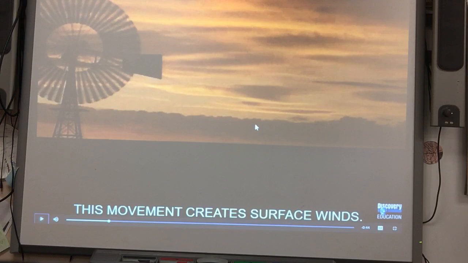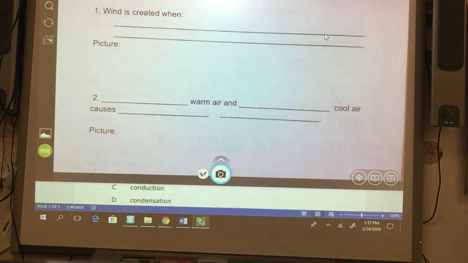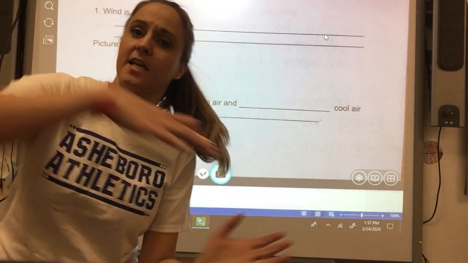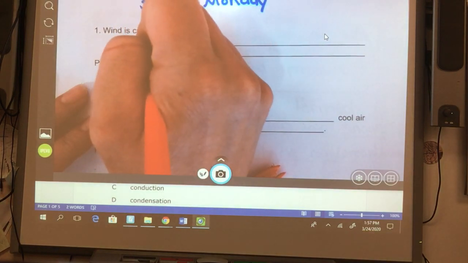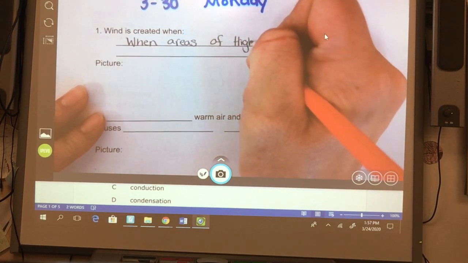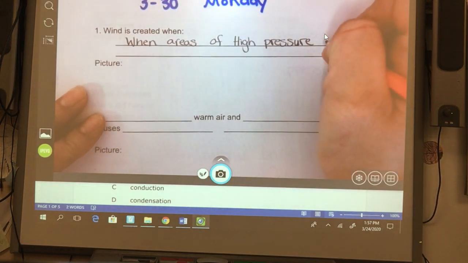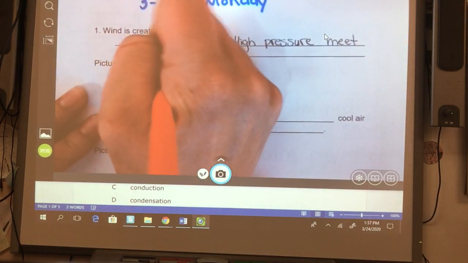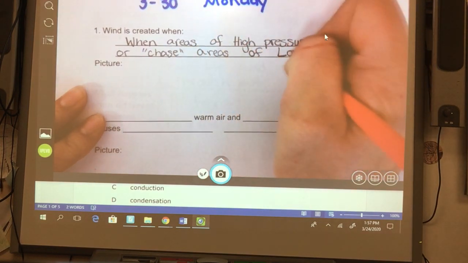Okay, so that's our first piece of information that we need. Wind is created when there's an area of high pressure that is chasing an area of low pressure. So I'm going to put meet or chase areas of low pressure.